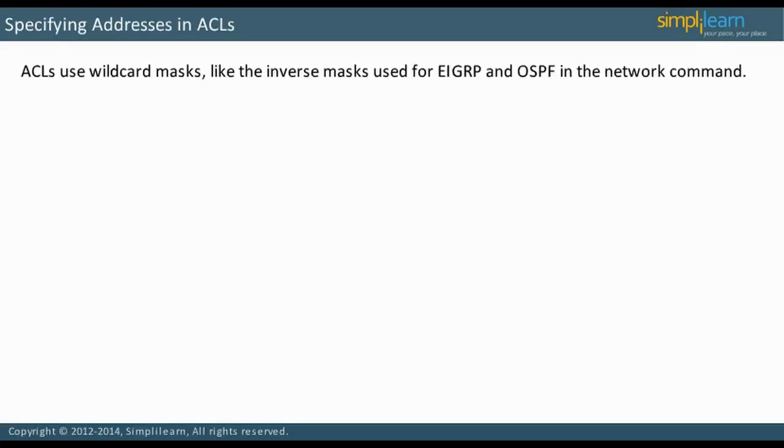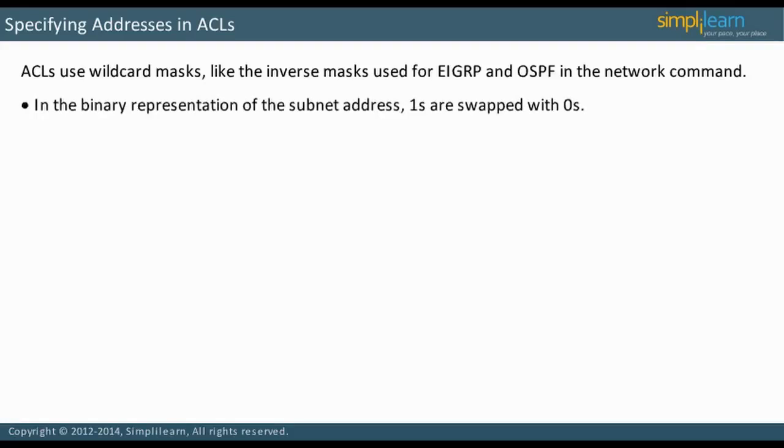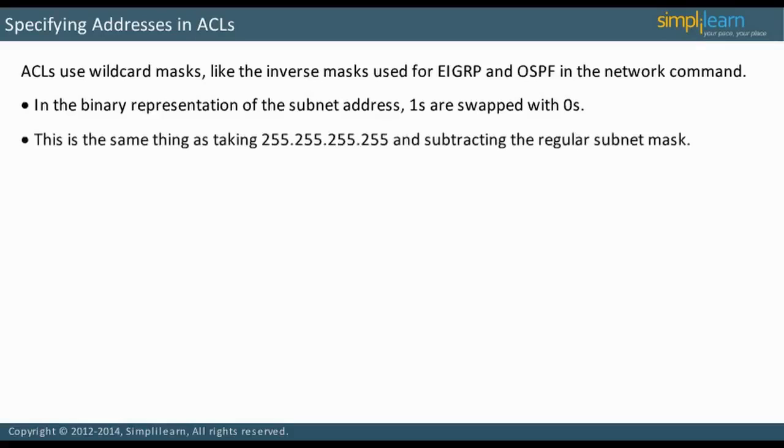ACLs use wildcard masks, like the inverse masks used for EIGRP and OSPF in the network command. To construct an inverse mask, the ones are swapped with the zeros in the binary representation of the subnet address. This is the same thing as taking 255.255.255.255 and subtracting the regular subnet mask.